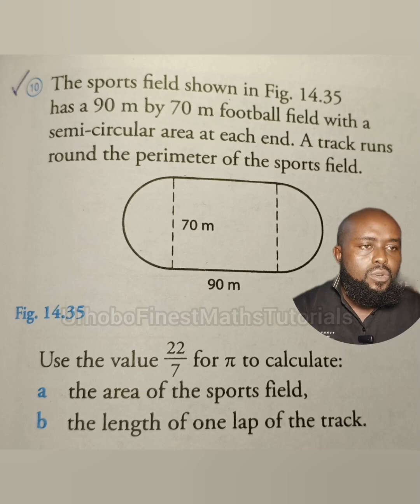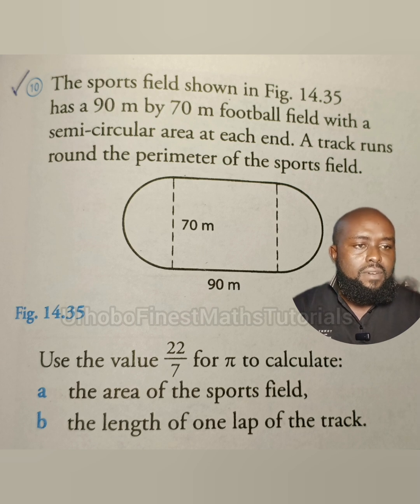The sports field shown in figure 14.35 has a 90 meters by 70 meters football field with a semicircular area at each end. A track runs round the perimeter of the sports field. Use the value 22/7 for pi to calculate A, the area of the sports field, B, the length of one lap of the track.